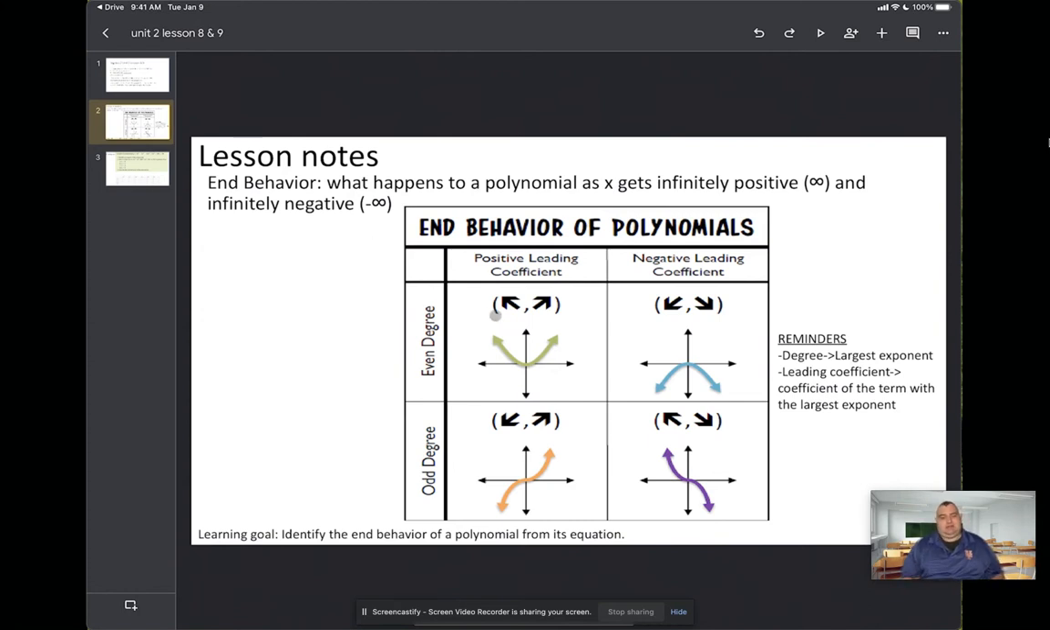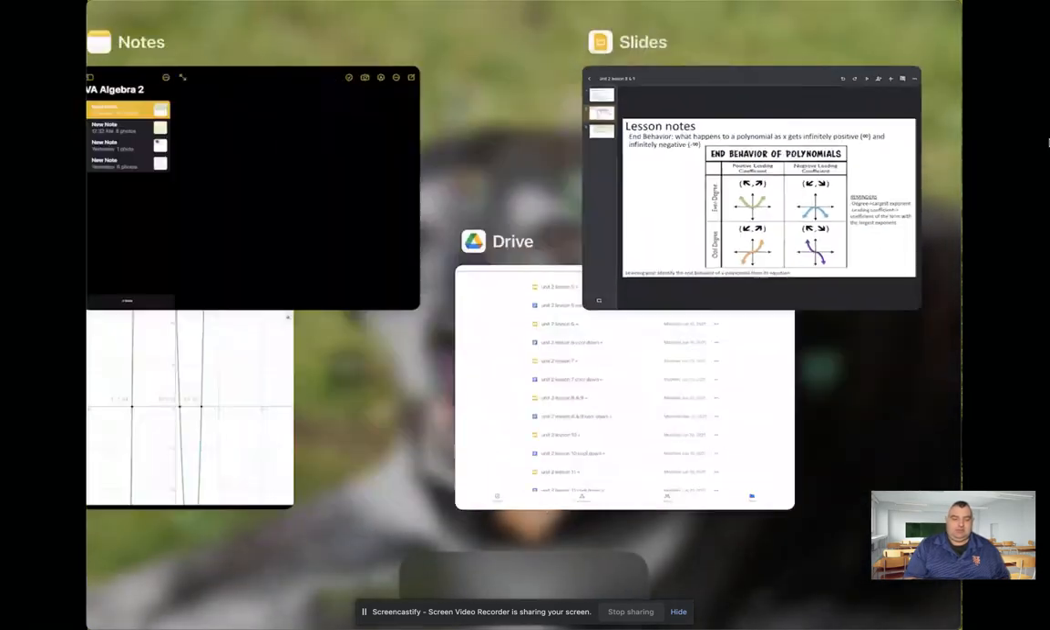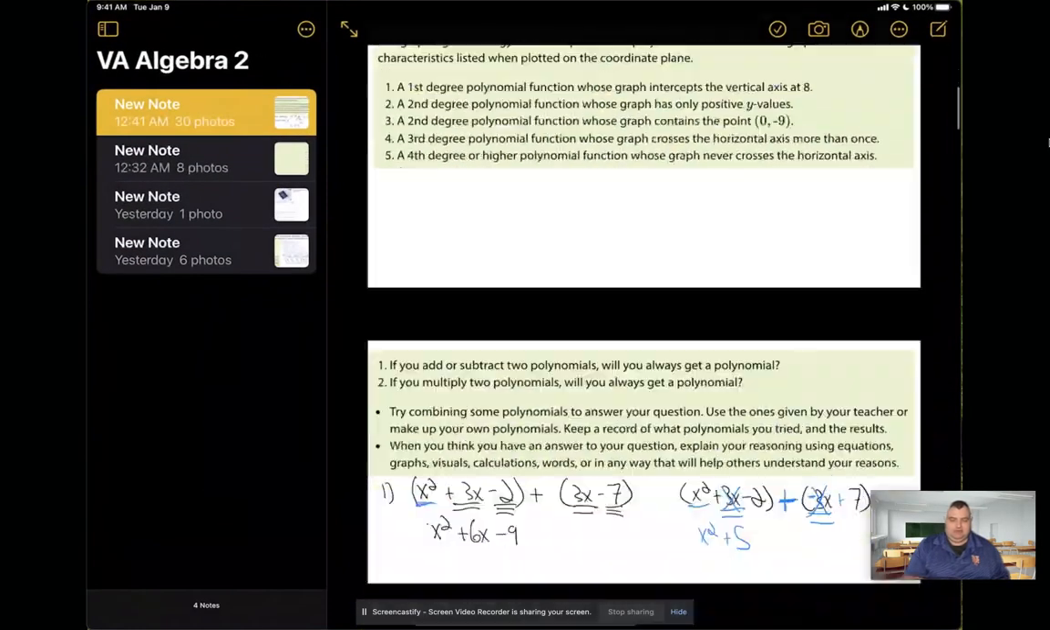And it turns out to figure out the end behavior of a polynomial, you only need to know two things about it. You need to know the degree, which of course we know is the largest exponent. And we also need to know the leading coefficient, the coefficient of the term with the largest exponent. So those are the only two things we need to know. Is the degree even or odd? And is the leading coefficient positive or negative? Those two things will determine the end behavior of a polynomial. Let me show you what I mean by that by looking at our examples here.